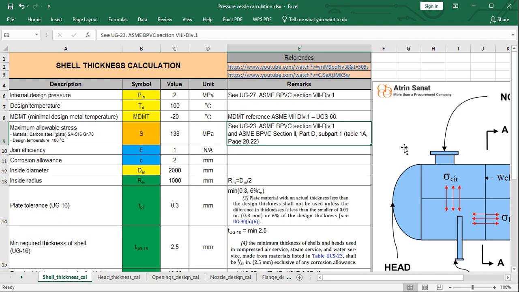Today, I would like to share with you my first video to explain how to calculate the shell thickness of a pressure vessel. This marks the commencement of a series where I'll be covering the meticulous design and calculation of pressure vessels according to the ASME standard, specifically the ASME BPVC, Boiler and Pressure Vessel Code.